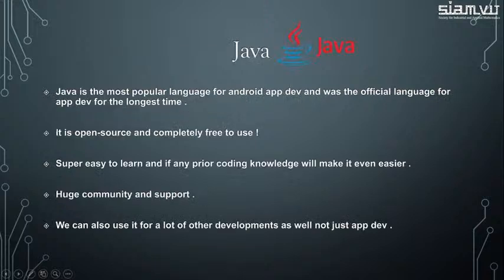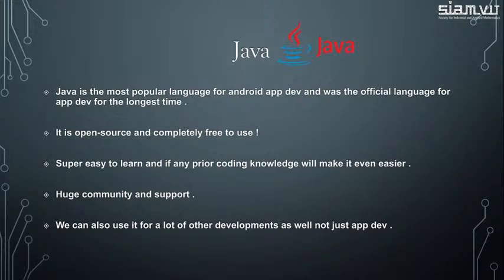So let's get to the next slide. Let's talk about Java, which I've taken as the first slide because this is the absolute most popular and the most used language for app dev. So Java is the most popular language for Android app development, and it was the official language for app dev for the longest time. App dev was always ruled by Java, and it still is, to be honest, in a kind of way, because I guess like 90% of the developers are using Java even to date.